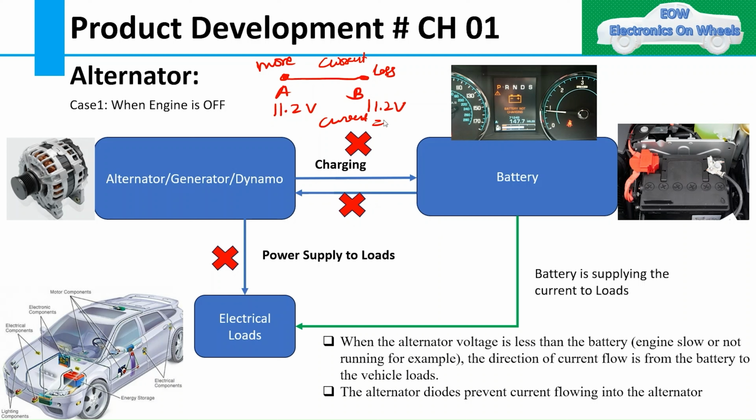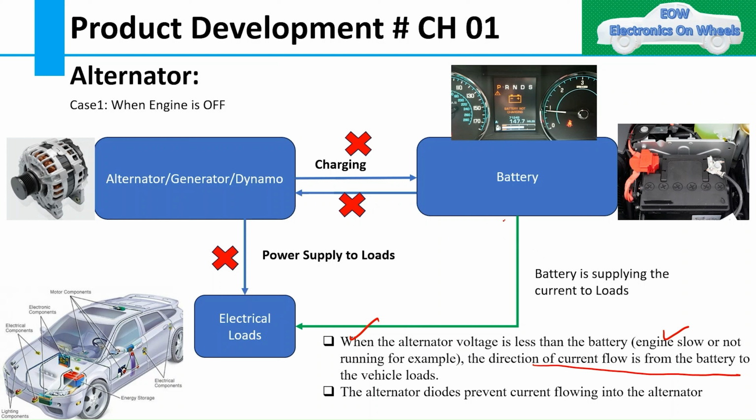I hope you have this basic understanding of what is needed to flow current in any circuit. This is the line which is written when the alternator voltage is less than the battery. It might be due to any case, right? The engine is slow and not running. This is what we have taken. The direction of current flow is from the battery to the vehicle loads, from here to here. This is the current direction. Now you can have one question, right? The battery has a connection to the alternator as well.